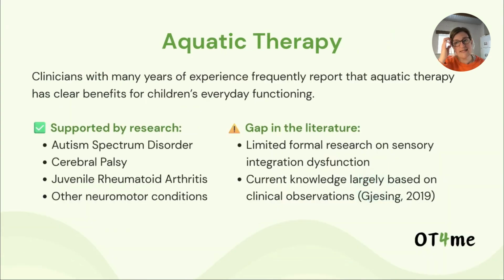So this is an academic citation from Sensory Integration Theory and Practice, 3rd edition. Clinicians have said within this citation that, with many years of experience, they can clearly see the children having benefits on their everyday functioning from accessing it. So there is already research showing that aquatic therapy can help children with conditions such as autism, cerebral palsy, juvenile rheumatoid arthritis, and other neuromotor challenges.